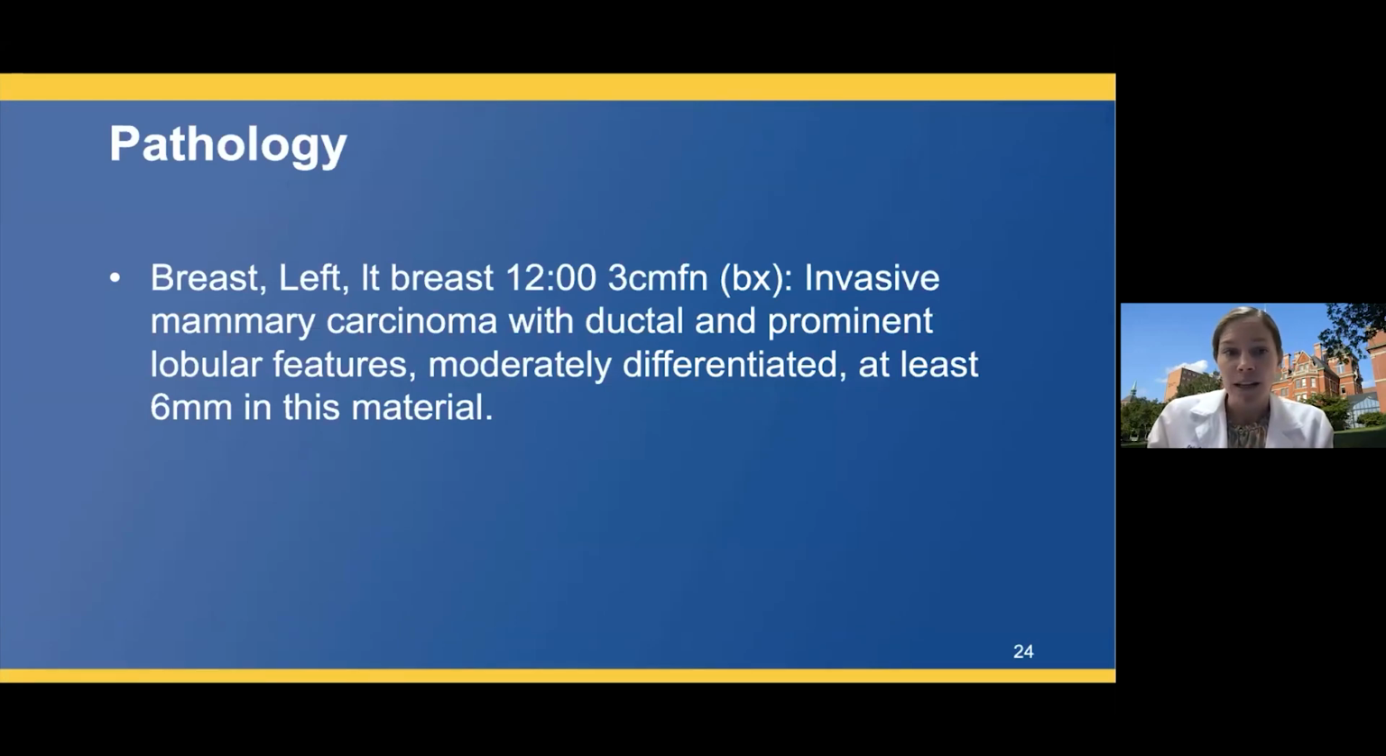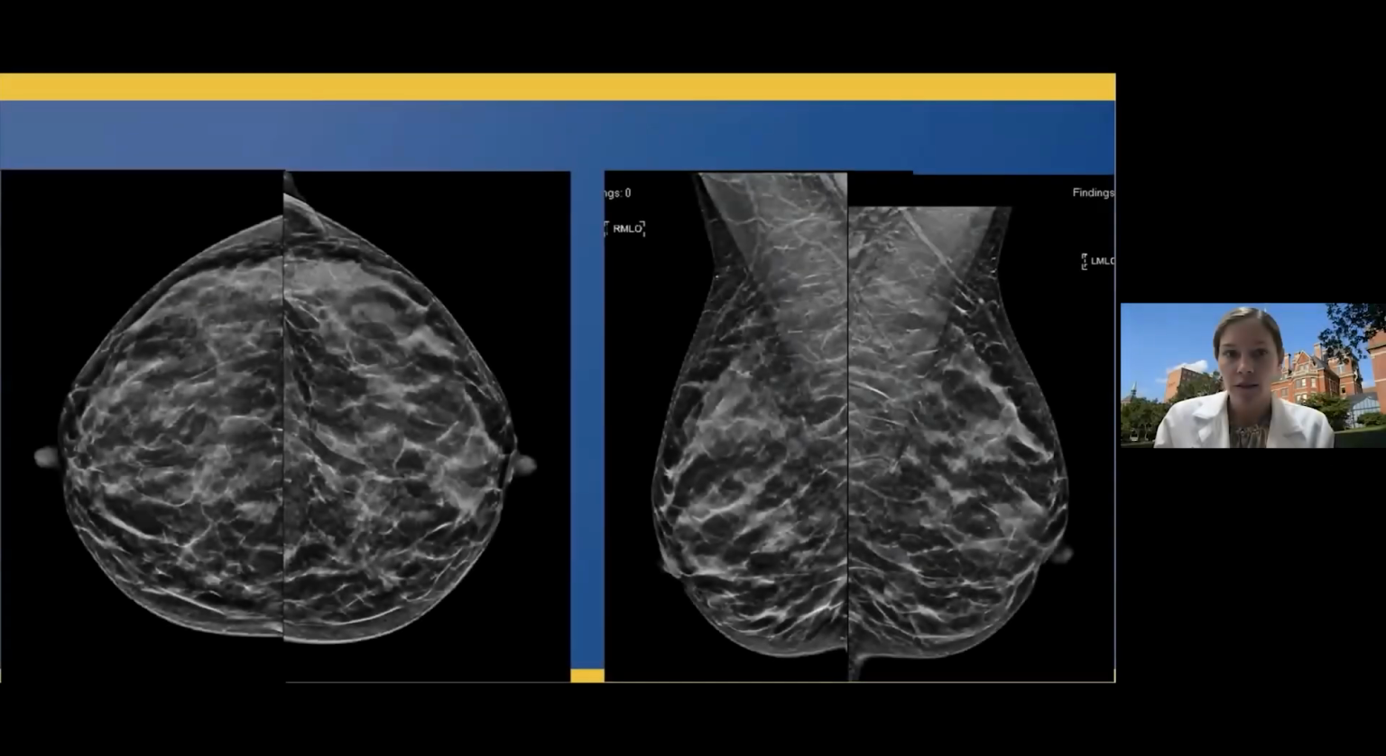This did turn out to be an invasive mammary carcinoma with ductal and lobular features. It measured 6 millimeters on the cytopathology. So here's our next case.